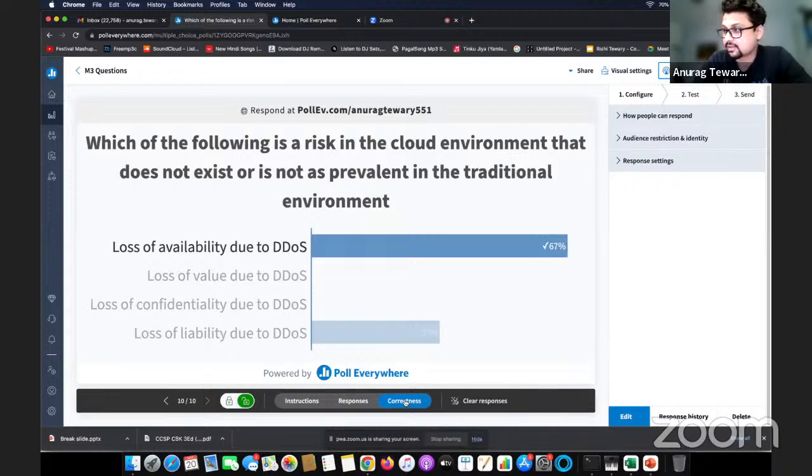So that's why, if you read the question, it is basically saying which of the following risks is not as prevalent in the traditional environment. That's where this stands out. Because the other ones, loss of value, loss of confidentiality, loss of liability, are not even applicable in a DDoS so much. It's a loss of availability always with DDoS. And then the magnitude of it is much more in a cloud environment than a traditional setup.